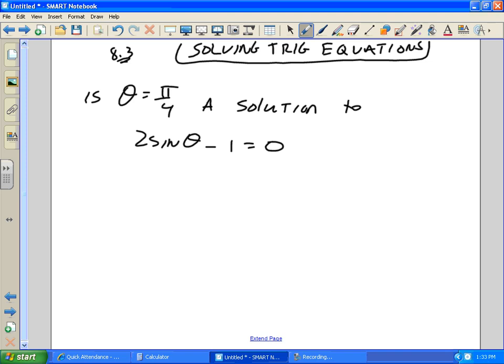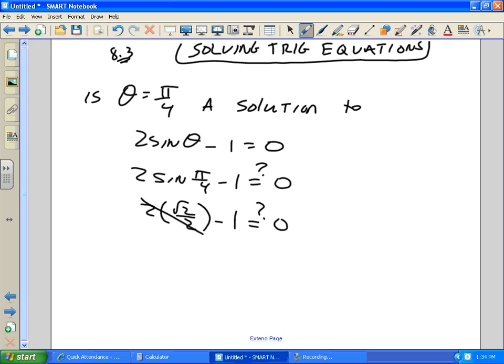What we're going to do is plug pi over 4 in for theta. If I end up with a true statement, then yes. If I end up with a false statement, then no. So I get 2 times the sine of pi over 4 minus 1. Does that equal 0? Well, what is the sine of pi over 4? So this is 2 times the square root of 2 over 2 minus 1. Does that equal 0? The 2's cancel out, and does the square root of 2 minus 1 equal 0? No, so it's not a solution.